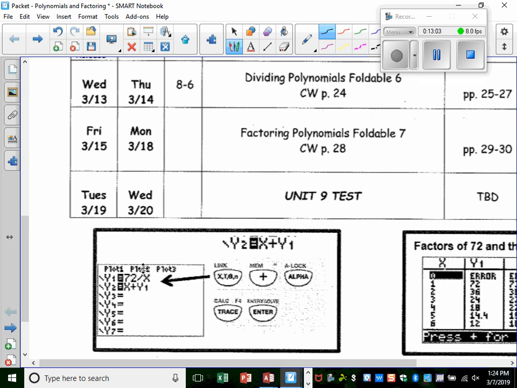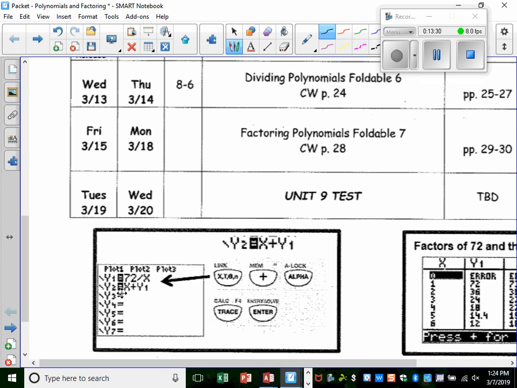So this would be your number at the top of your x. You just say that number divided by x. Now, you also have to do this, because what you're telling the calculator to do is give me the factors of 72, but I want you to also give me the column that will add up to the middle number. So your calculator can do all of that for you.